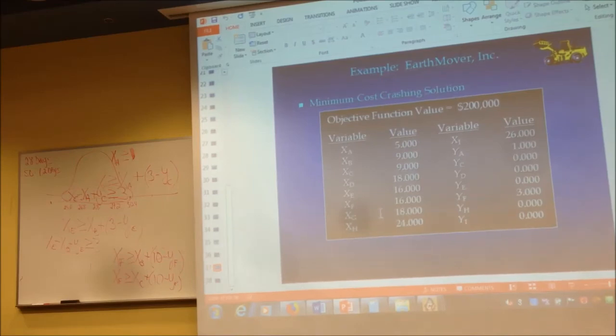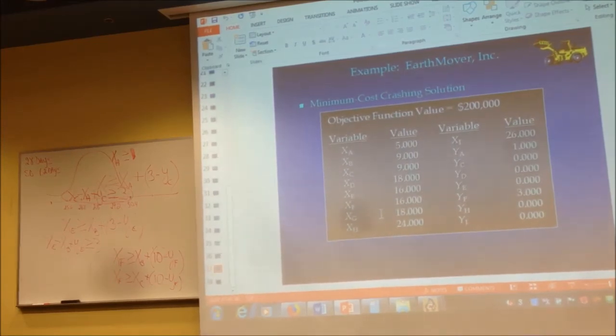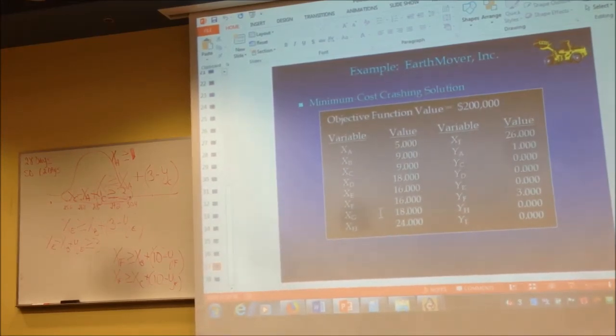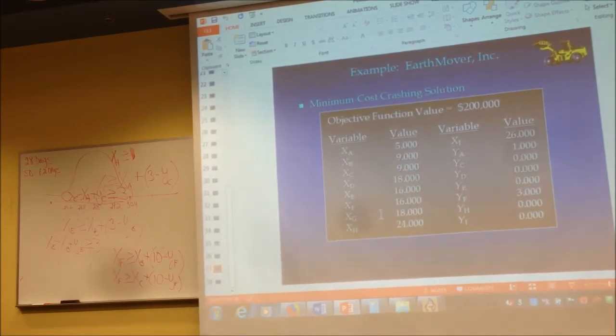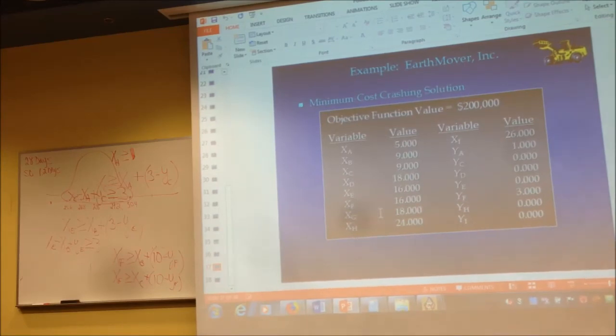No, not the most numbers, but you're on the right track. What do you look for? Cost. Now we have cost. Which activities are being crashed? What are you looking at to tell me which activities are being crashed? Not the ones that don't have 0. Is it the Y variable? The Y variables are the ones that represent the crashing. Name an activity being crashed.